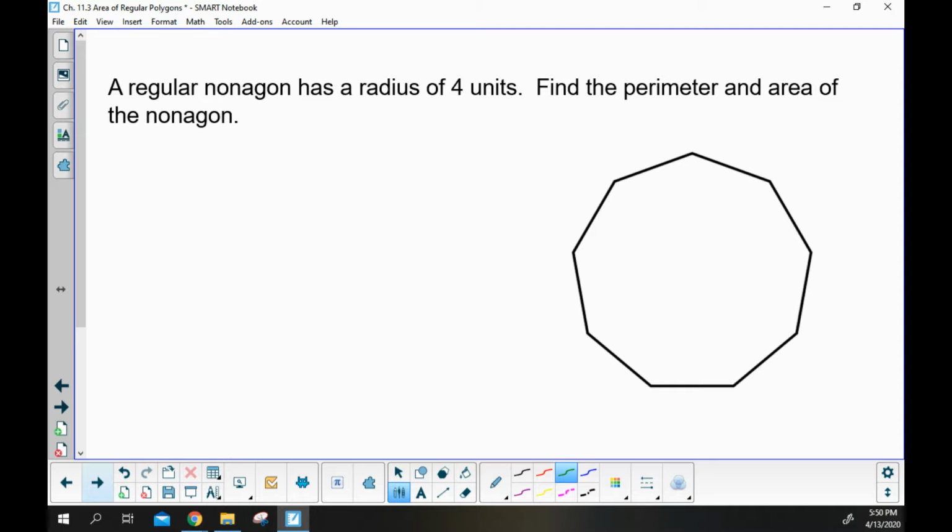All right, here's another one. A regular nonagon, so remember nonagon means 9 sides, has a radius of 4 units. So now they're only giving us the radius. They want you to find the perimeter and area of the nonagon. Okay, so because they only gave us the radius here, we got to do a few calculations.